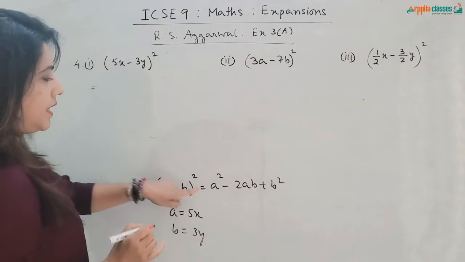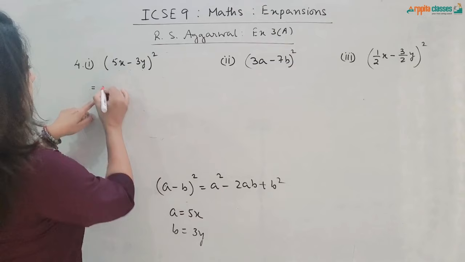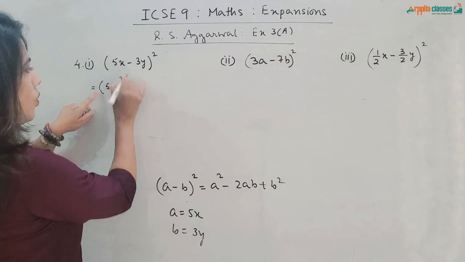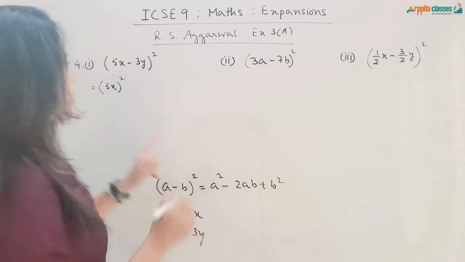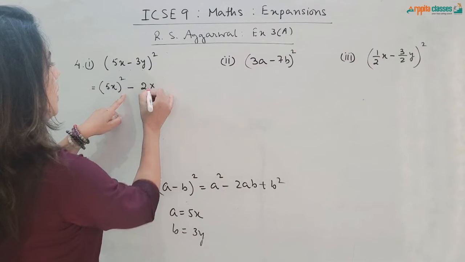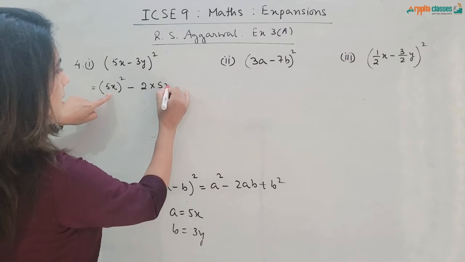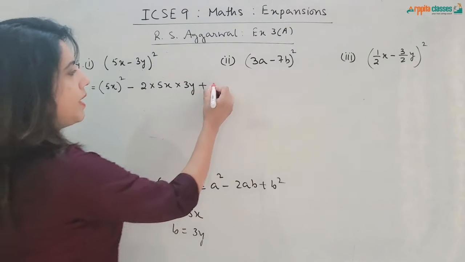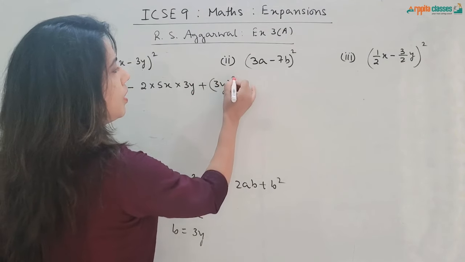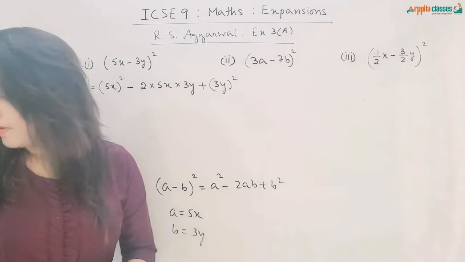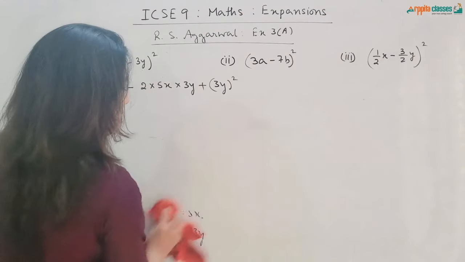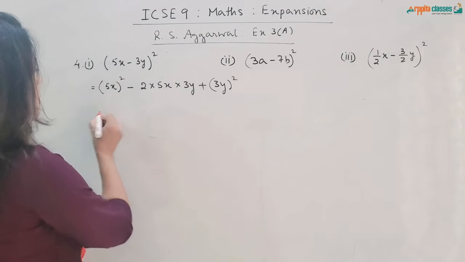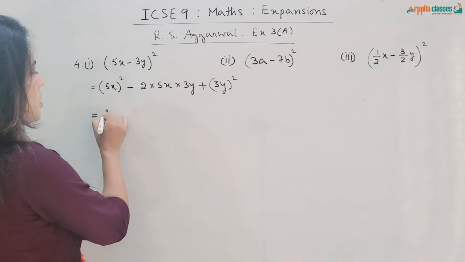So first I'll write a square. My a is 5x, so I'll write (5x) the whole square. Now I'll write minus 2ab. So minus 2 into a. A is what? 5x, into b. B is what? 3y. Plus b square. B is 3y, the whole square. Okay. So now I'll just rub this so that there is no confusion. Now do this. (5x) whole square. 5 square is 25.